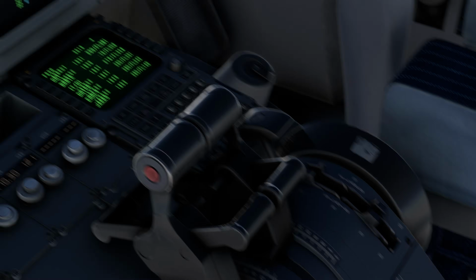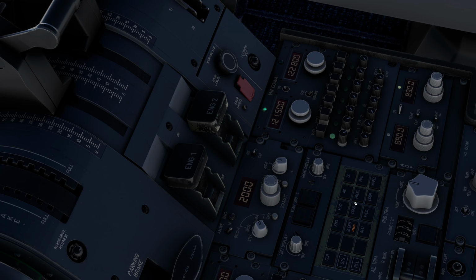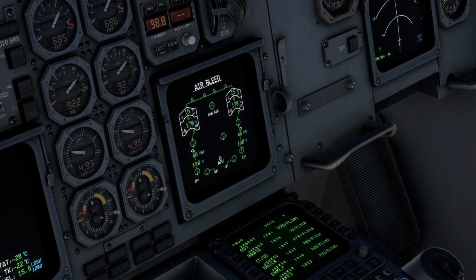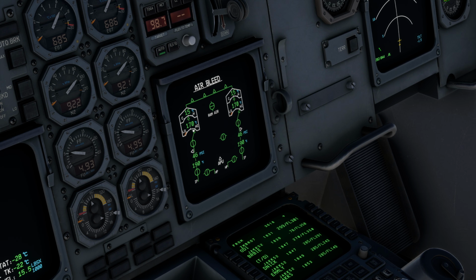Alright, then we can move on to the bleed page. Over here the most important thing for us to check is that the bleed is actually equally distributed, or to see if, for example, one pack may be fluctuating and stuff like that. Packs fluctuating is something that we see rather often as well, and is again something to keep track of in an airplane.